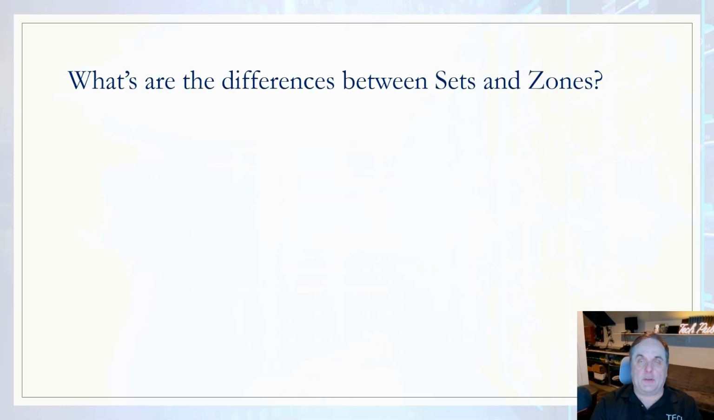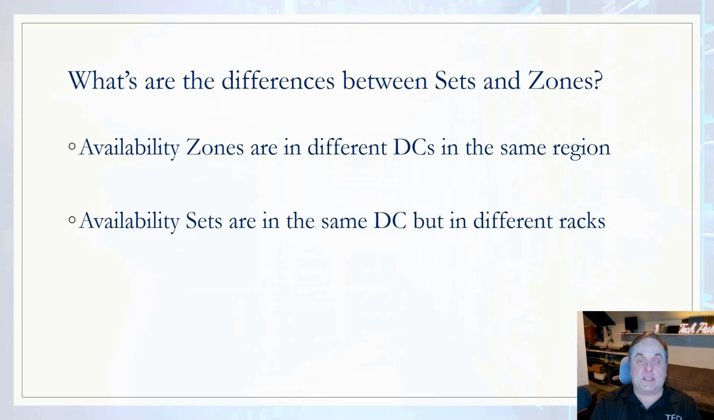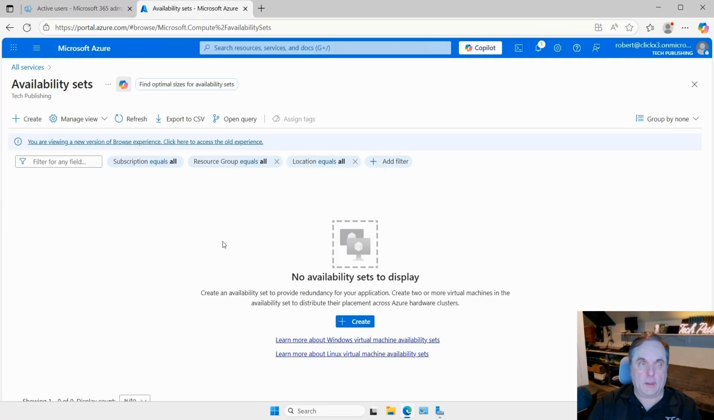So what are the differences between availability sets and zones? Zones are in different data centers in the same region, whereas sets are in the same data center but in different racks. So you can see how zones would definitely give you more protection in case of a disaster than sets would, but of course it's also going to be more expensive.